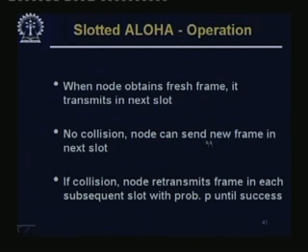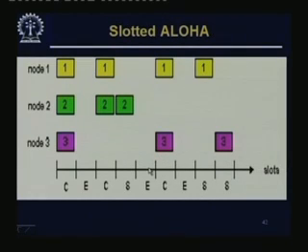If there is no collision, the node can send a new frame in the next slot. If there is a collision, the node retransmits the frame in each subsequent slot with probability p until success. So, this is a picture of slotted ALOHA. There is a collision over here: nodes 1, 2 and 3 all wanted to transmit, so they started transmitting and then they collided. Then all of them backed off.